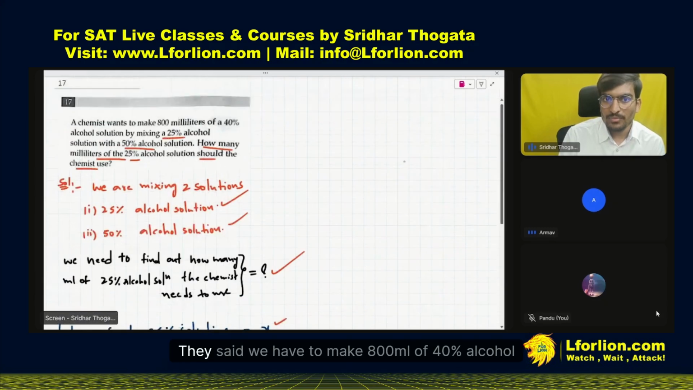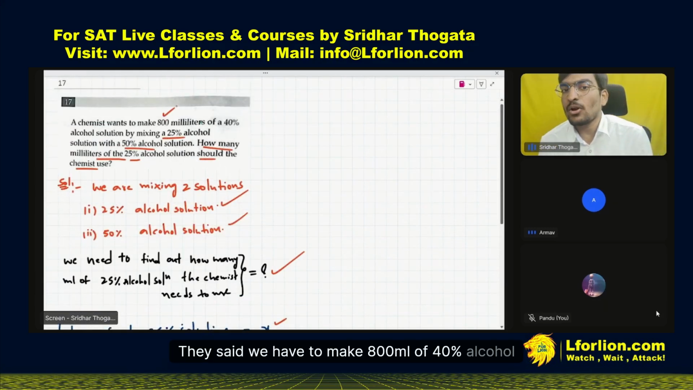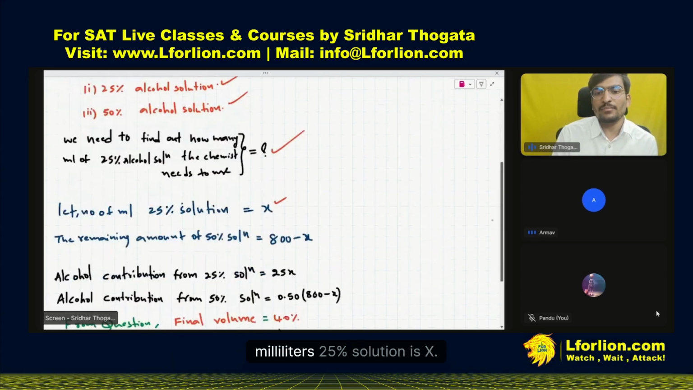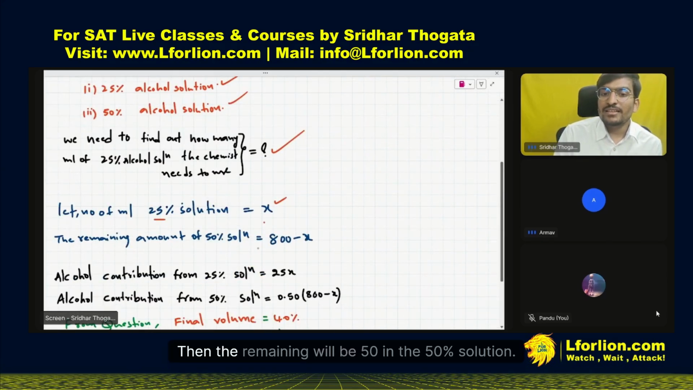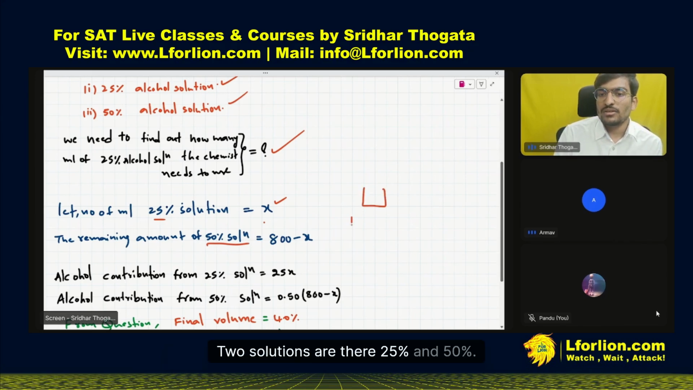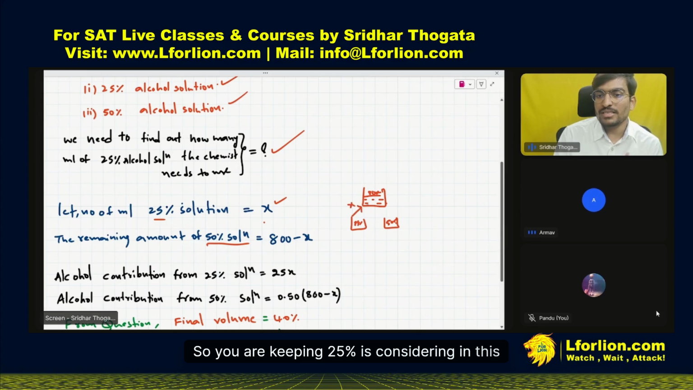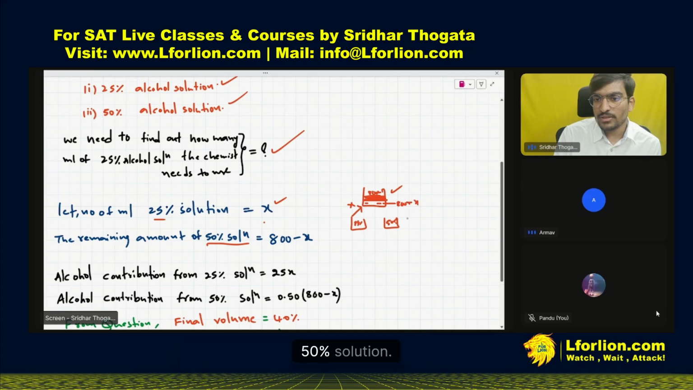Then what will be the remaining? They said we have to make 800 ml of 40% alcohol solution by mixing 25% alcohol and 50% alcohol solutions. In that 800 ml, the 25% solution is X. Then the remaining will be the 50% solution. If this total is 800, the top portion is X and the bottom portion will be 800 minus X for the 50% solution.